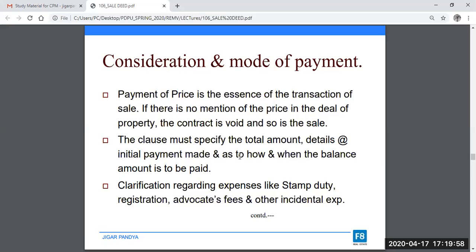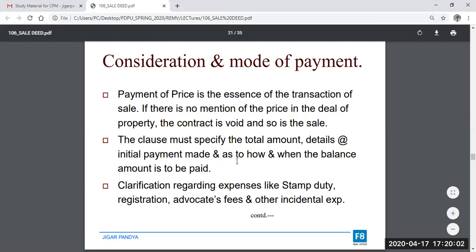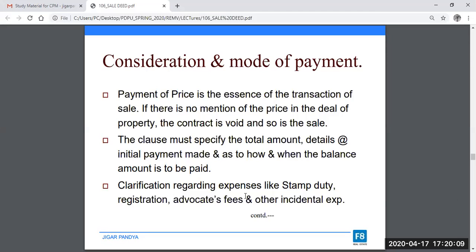A clause must specify the total amount, details, and initial payment made, and as to how and when the balance amount will be paid, something we talked about, and clarifications regarding expenses like who will pay the stamp duty, who will be responsible to pay the registration charge, who will pay the advocate fee. All these are expenses whose liability has to be clearly mentioned in the agreement of sale.